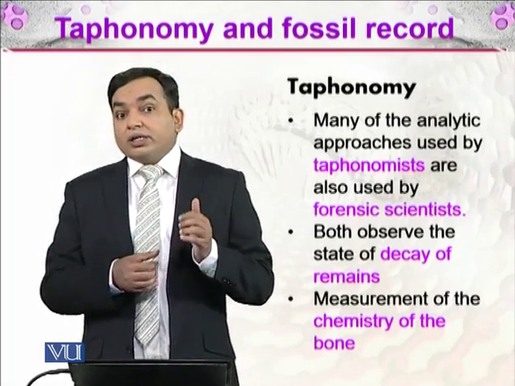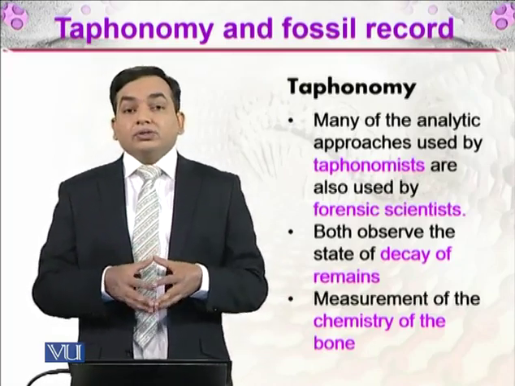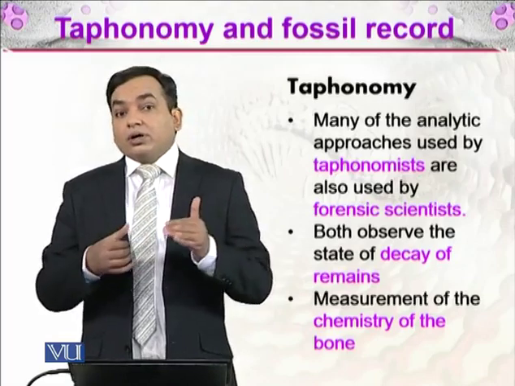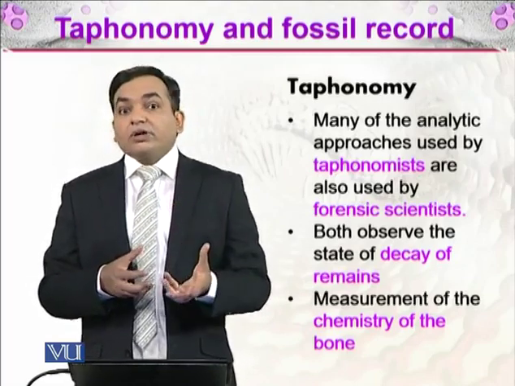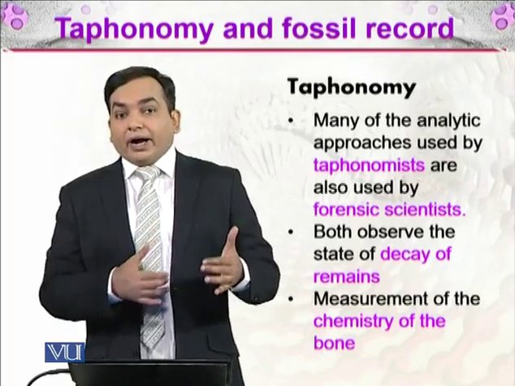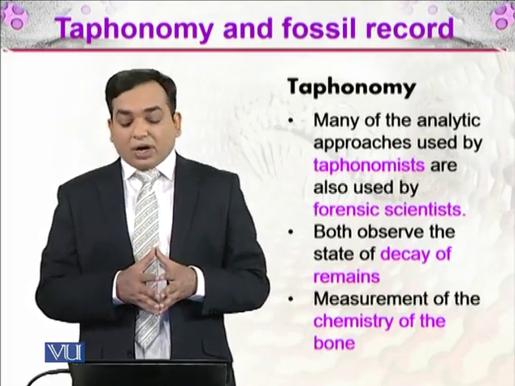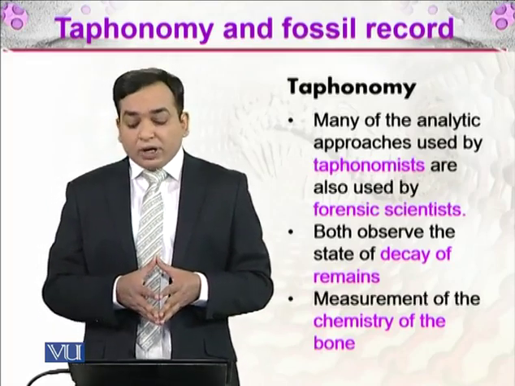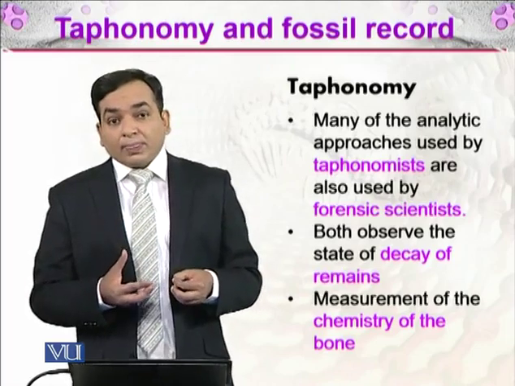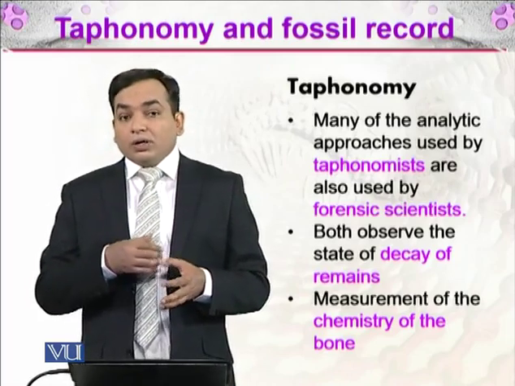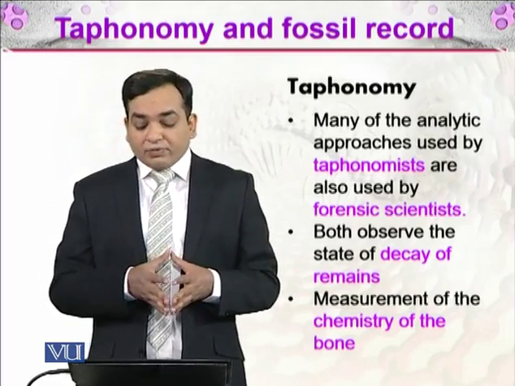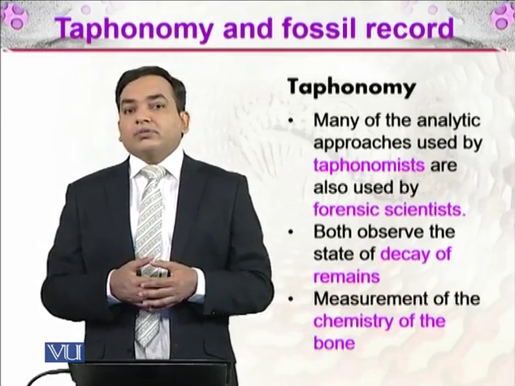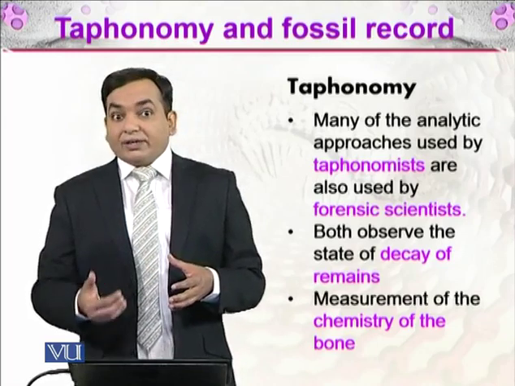The taphonomists look at the fossil and take care of the aspects related to the changes after the animal or plant died and the process of preservation started. Both forensic scientists and taphonomists observe the state of decay of remains, and they are also concerned with measuring the chemistry of the bone. Why bone? Because bones are hard parts. Of course, that's what remains, right?